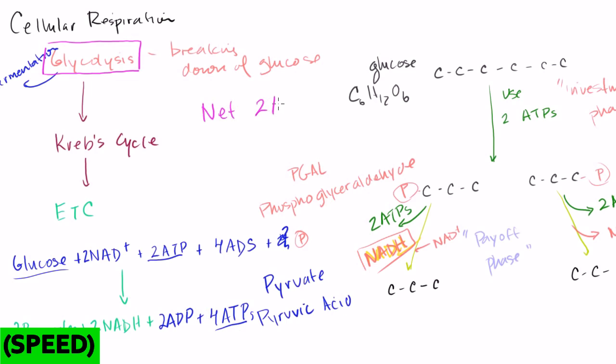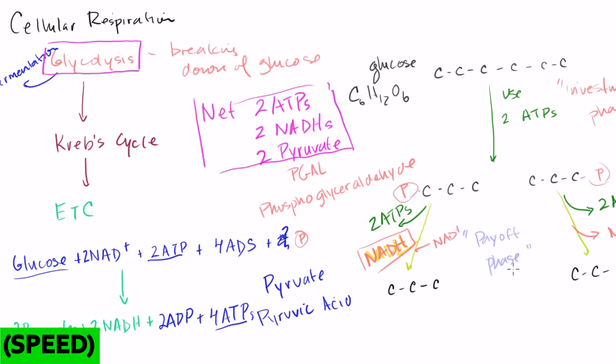Net, what you get out of glycolysis is 2 ATPs, you get 2 NADHs that can each later be used in the electron transport chain to produce 3 ATPs, and you get 2 pyruvates, which are going to be re-engineered into acetyl-CoAs that are going to be the raw materials for the Krebs cycle. But these are the outputs. These right here are the outputs of glycolysis.